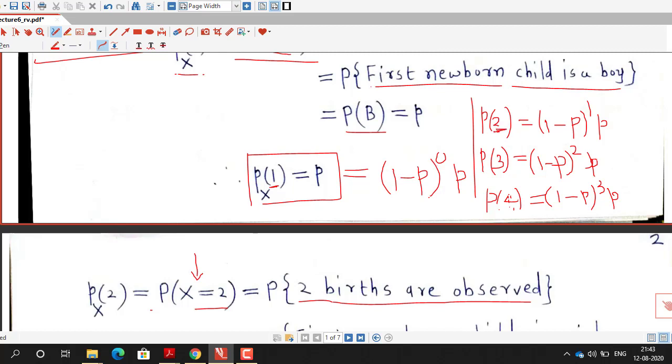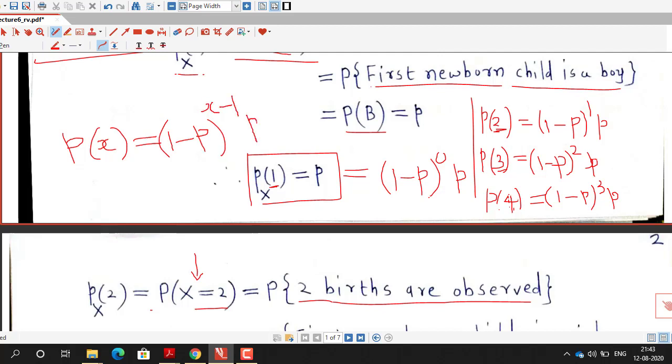Similarly, if we are calculating probability at x equal to 2, then it is (1 minus P) raised to 1 into P, that is (1 minus p) raised to 2 minus 1 into p. Similarly, we can say that p of 3 is (1 minus p) raised to 3 minus 1 into p, and p of 4 is nothing but (1 minus p) raised to 4 minus 1 into p. So in general we can say that if we have p of x, then the power of 1 minus p must be x minus 1.